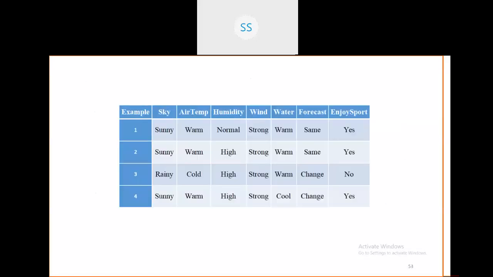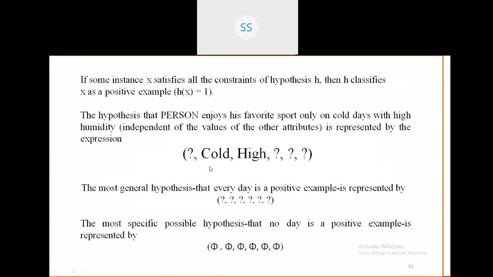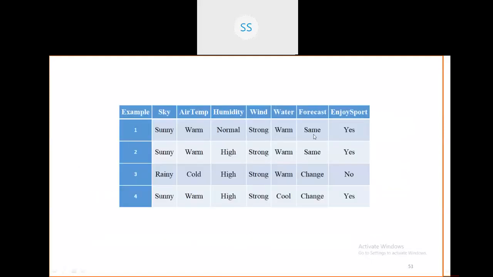So what do you mean by that? Look at the example here. I'll take one example here: question mark, cold, high, and these three. Now which training instances will be accepted here? It must be cold and high. So only this instance will be accepted. For this one it is positive.